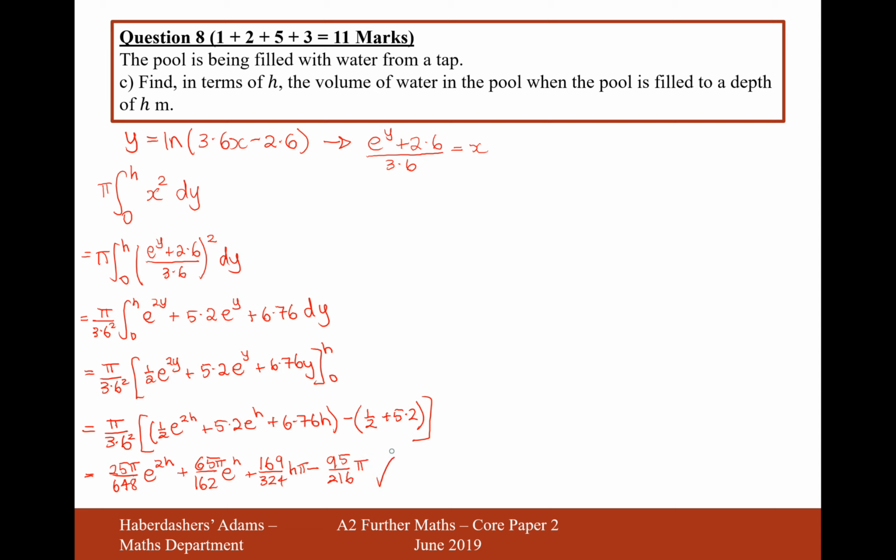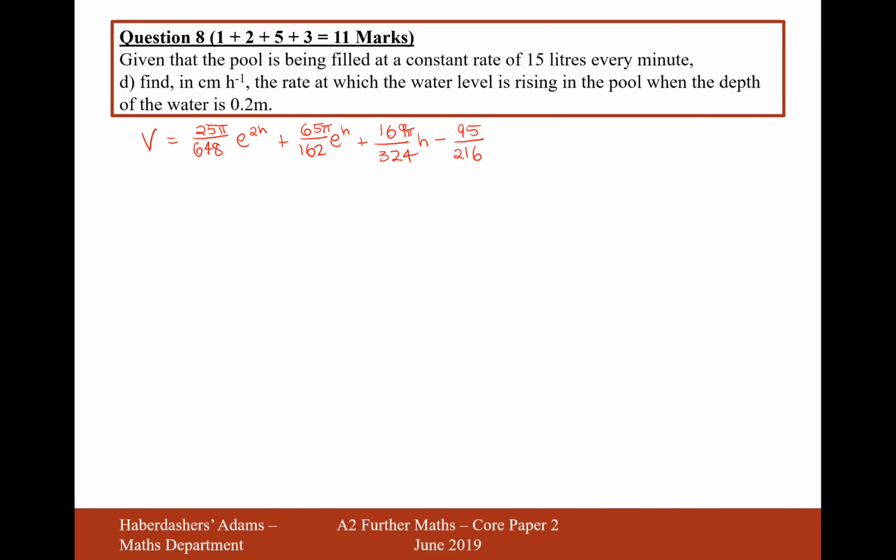Okay, so there we are, that's the answer for part C. So this is the volume of the water in the pool when the pool is filled to a depth of h meters. Okay, so moving on to part D then. Given that the pool is being filled at a constant rate of 15 litres every minute, find in terms of H inverse the rate at which the water level is rising in the pool when the depth of the water is 0.2. So we seem to have lots of things going on here.